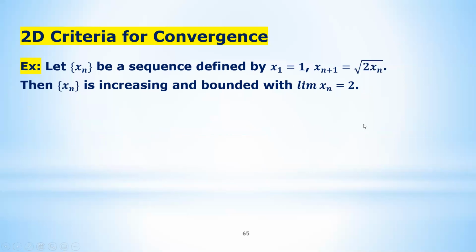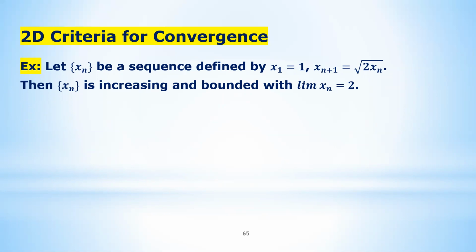Now there's another question: x1 equals 1, then x(n+1) is defined by the square root of 2xn. This is another example, in which you want to show the limit of xn equals 2. First, suppose the limit exists, and suppose the limit equals x. This means that x should satisfy the same relation, so x equals the square root of 2x. You solve this equation, you'll get x equals 2.